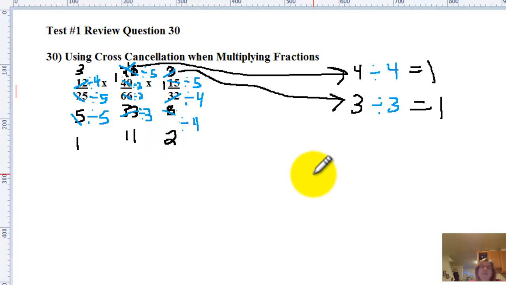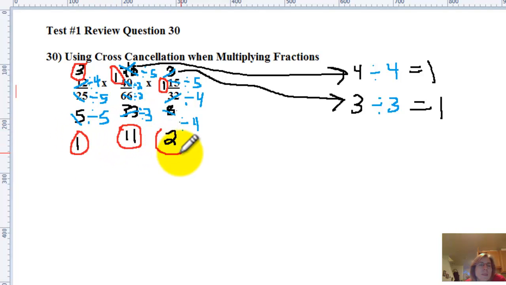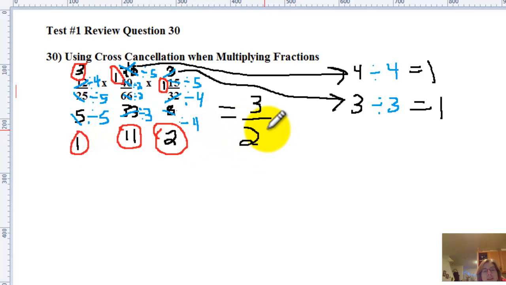So we've done a lot of cross canceling, and it is kind of difficult to keep track of. But ultimately what we have here is on the top 3 times 1 times 1, and we have 1 times 11 times 2 on the bottom. The hardest part is remembering what you're ending up with once you're done doing all this division. So it equals 3 times 1 is 3 over 1 times 11 times 2, which is 22, and everything is reduced.